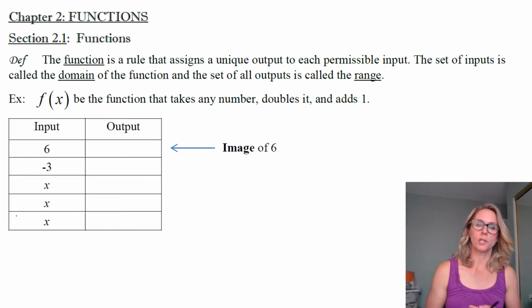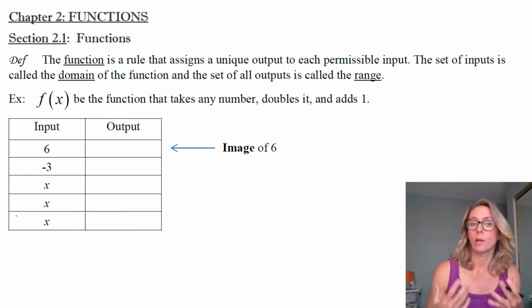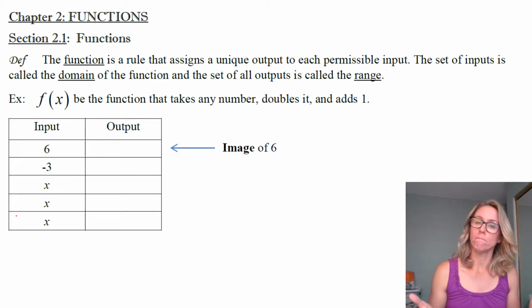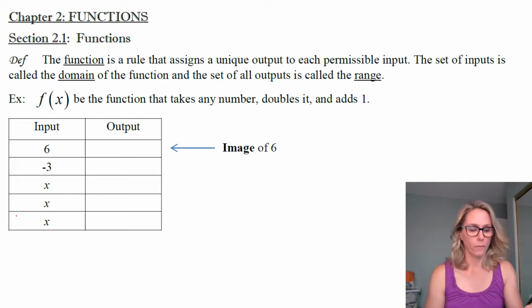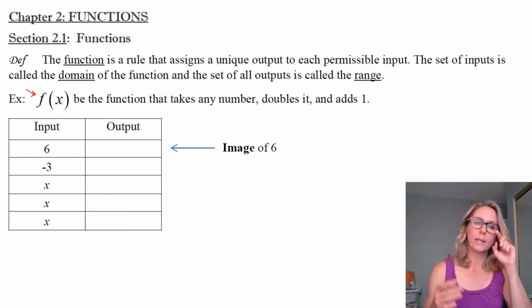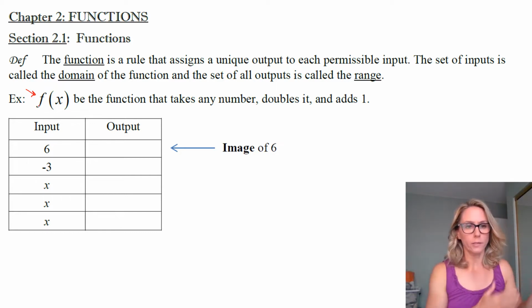So when we talk about functions, as we can see, we have a definition here. A function is a rule. It assigns an output to each permissible input. All the inputs are called the domain, and all the outputs are called the range of the function. So we use function notation. Function notation starts with an f, typically of x. So it's saying this is the function f of x.